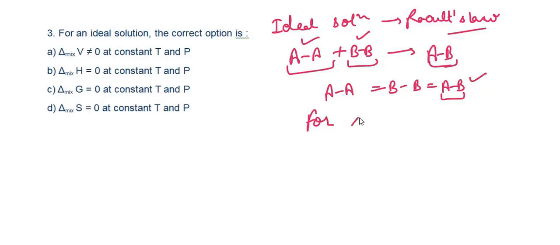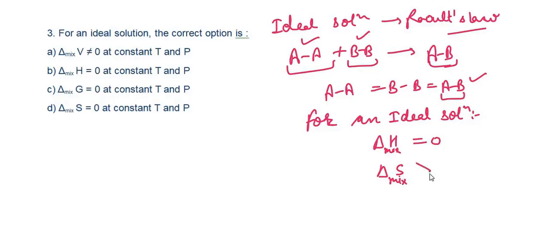And for an ideal solution, always remember these things. Delta H mixing, the enthalpy change, is always 0. Delta S mixing, the entropy change, is always greater than 0. Delta G mixing, that is the Gibbs free energy change, is always less than 0 because reactions are only feasible when delta G is negative. And the last one is delta V mixing. For these types of solutions it is also 0.